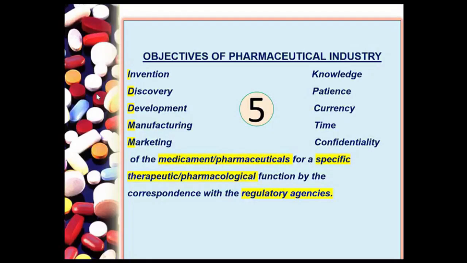For example, you are working for 5 years. In that 5 years tenure, you should be very, very confidential about your job role, what you're doing, and what kind of research you're working on. So these are all very, very important for any pharmaceutical scientist. Okay.